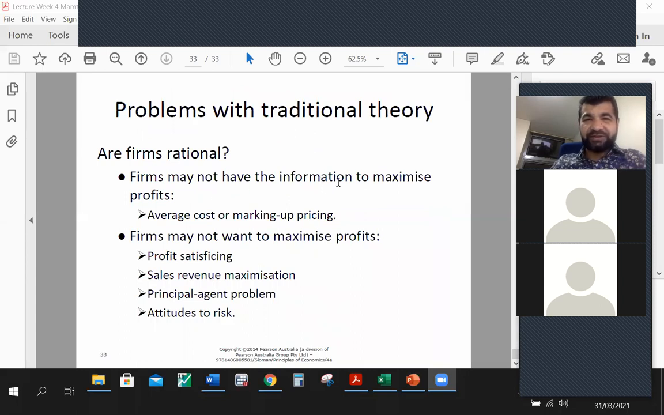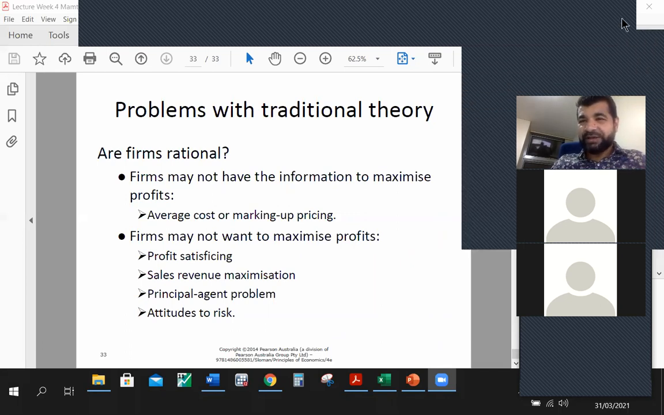Firms may not have the information to maximize profit. Firms may not want to profit maximize. There are a lot of companies that don't want the profit. What do they want? Something else. Non-profit organizations don't want profit all the time, not necessarily. Okay, I think I will stop here now for today.